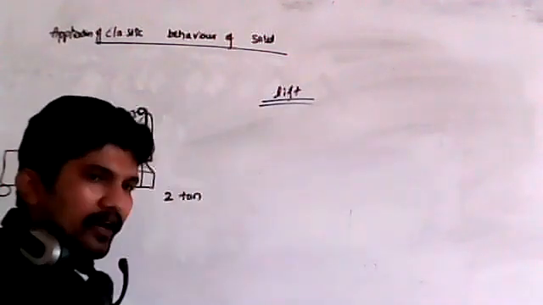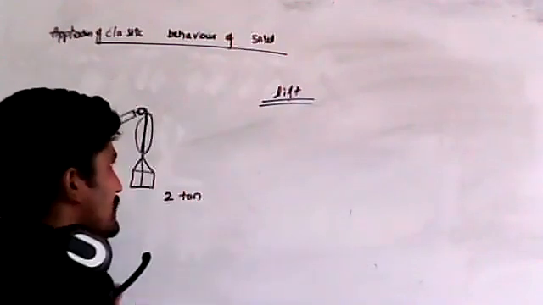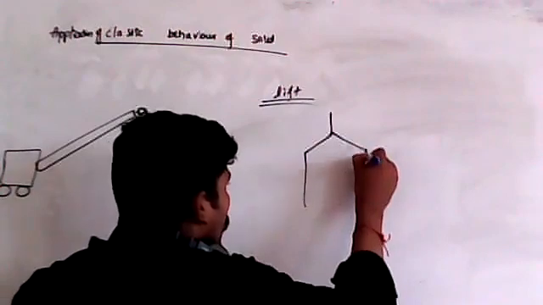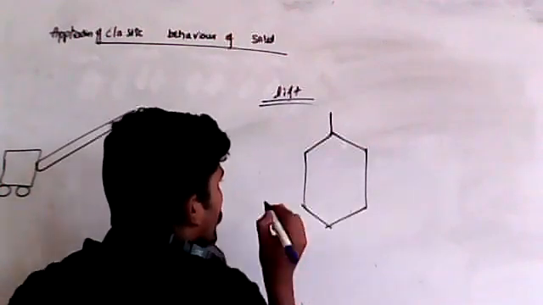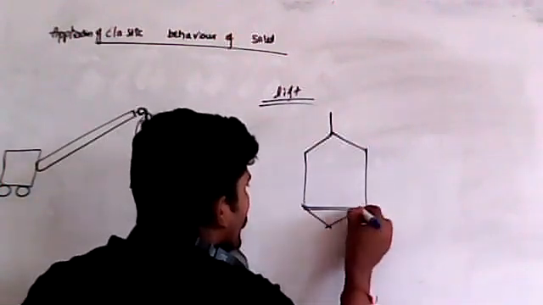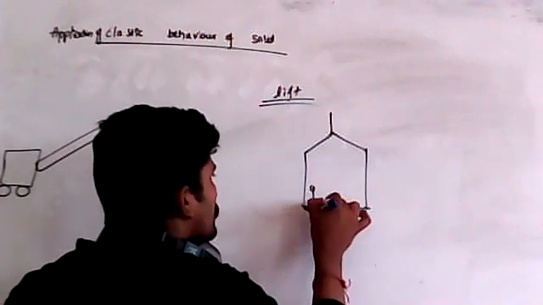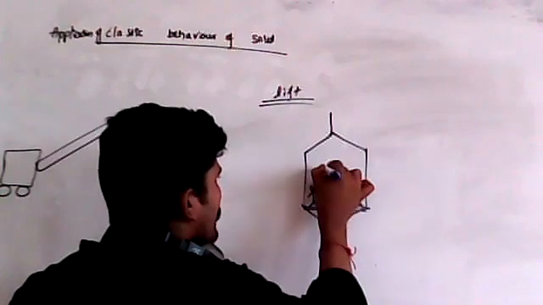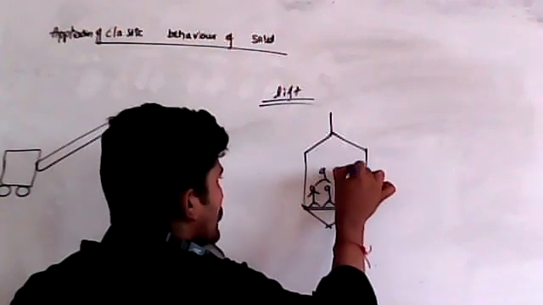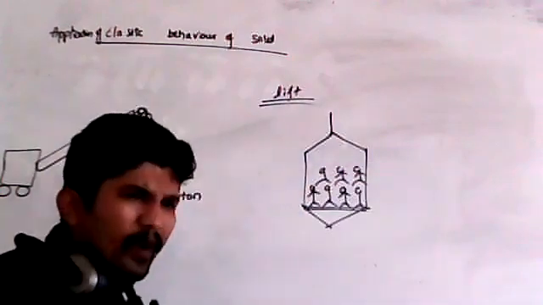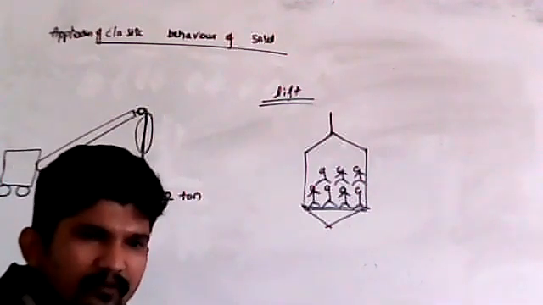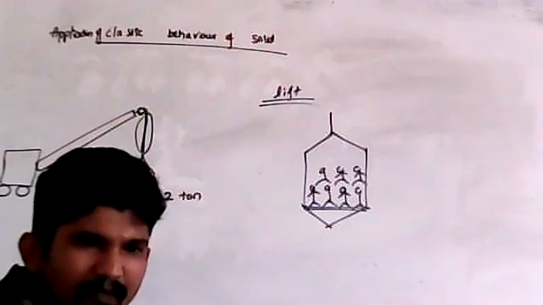Not only this, you just take a lift. Here also we are using the same phenomenon. What is that phenomenon? For example, you just tell me, in a lift what will happen? In a lift, only 6 people can enter at a time, isn't it? There will be some restriction. Only 6, not more than 6. Why? Anybody? Why does this restriction come here?